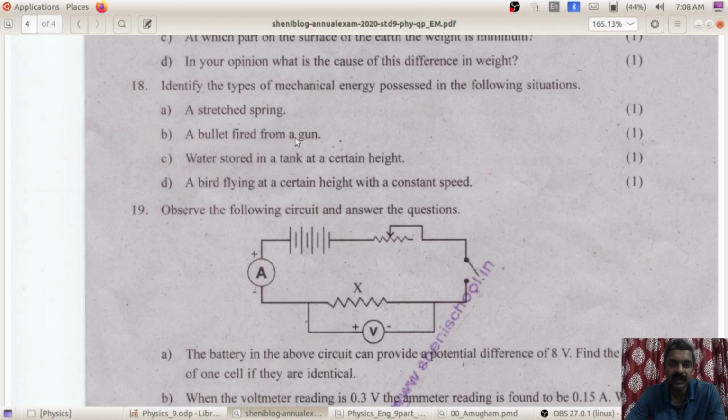A bullet fired from a gun possesses kinetic energy. Water stored in a tank at a certain height, potential energy. A bird flying at a certain height with a constant speed, potential energy as well as kinetic energy.